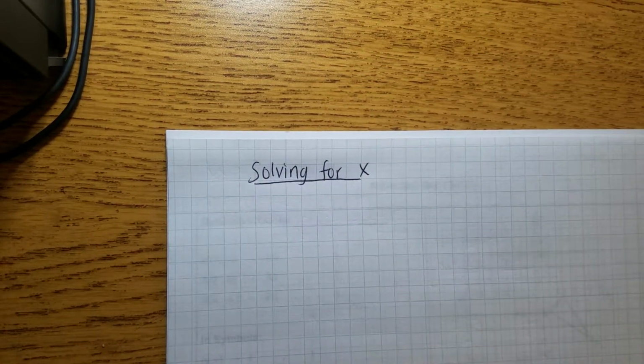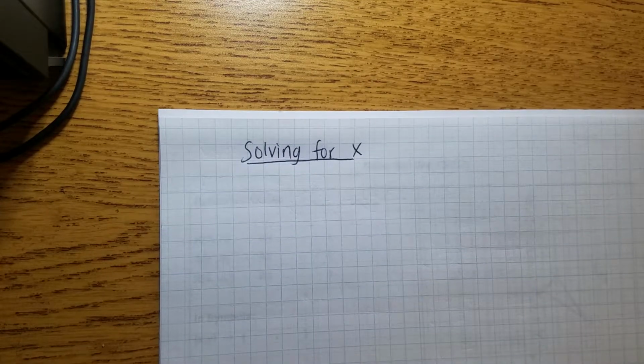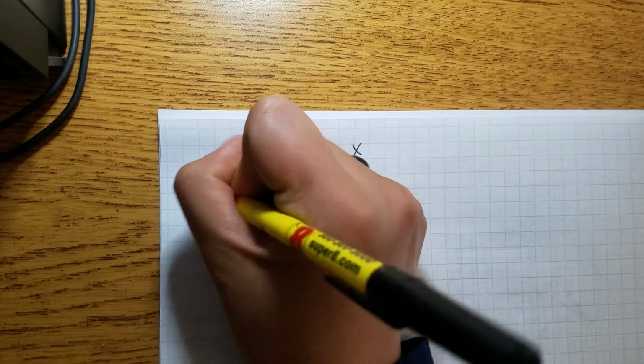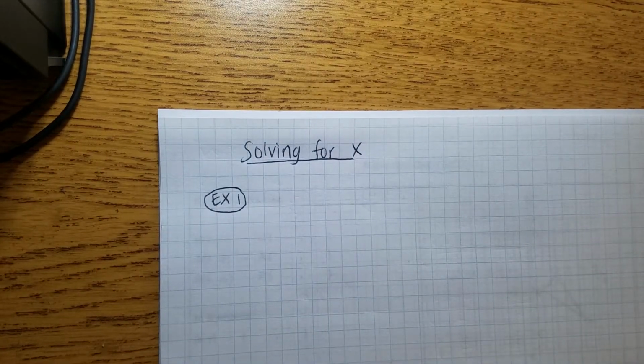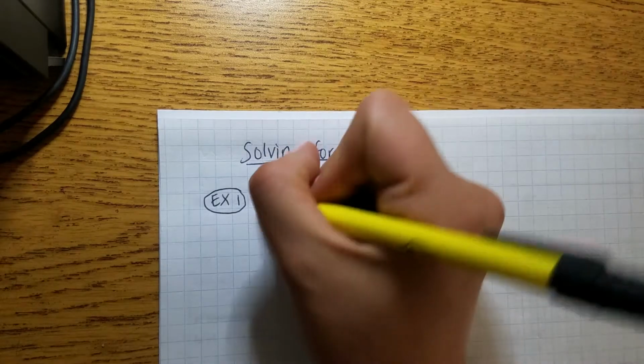All right, solving for x. Let's review it. Okay, so do you know what the goal for solving for x is? What's the goal? To get x alone. So x is going to be on one side, and it's going to have a bunch of numbers with it. Your goal is to get x alone, right? So in the end, your final answer should say x equals something. That's always the goal. So let's try to remember how to do that.